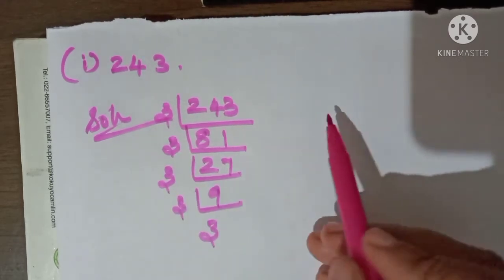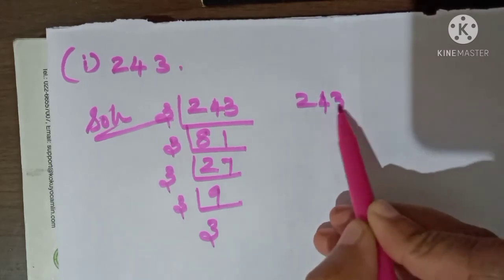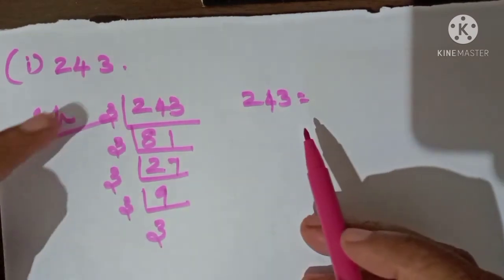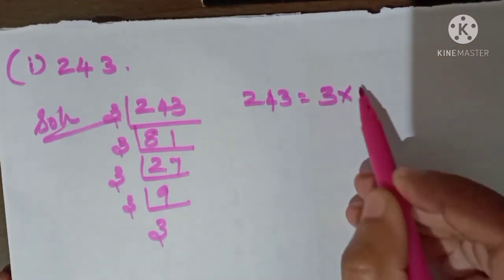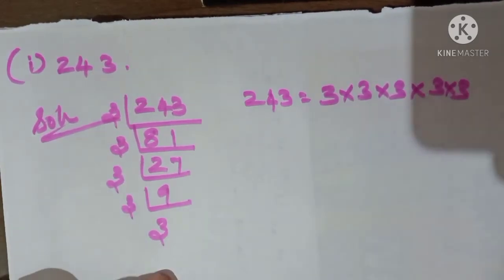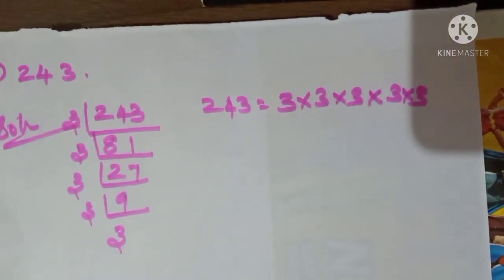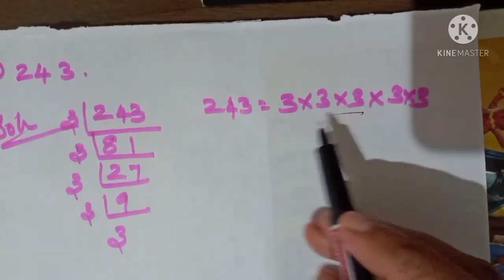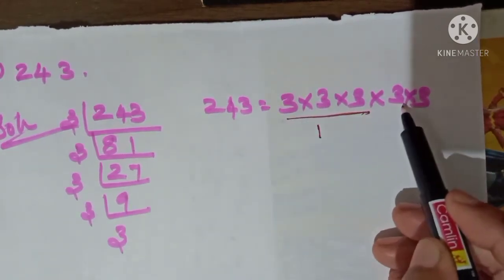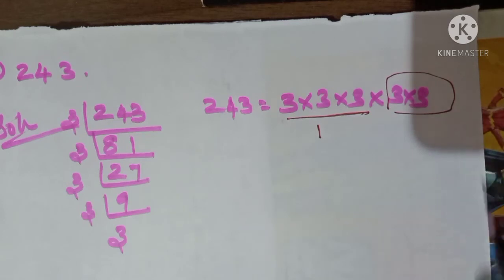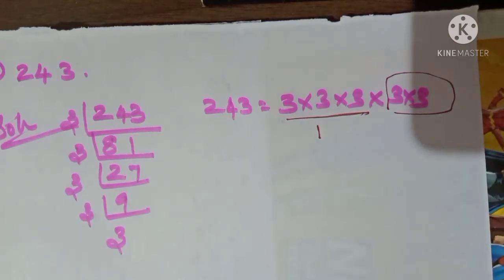Again 3, 3. Next, you write 243 is equal to 3 times 3 times 3, and again 3 times 3. Look here: 3, 3, 3, this is one group. Here only 3, 3 are there, so this is not a group. Here one 3 is missing. They are asking to find the perfect cube, right?